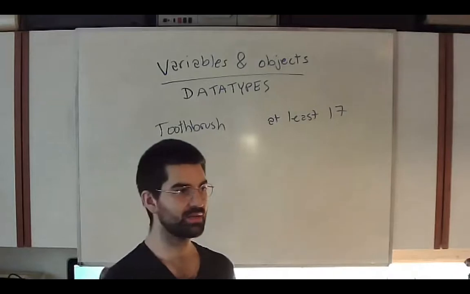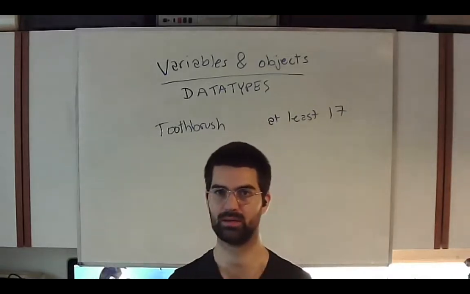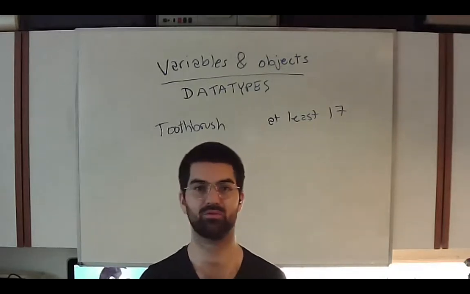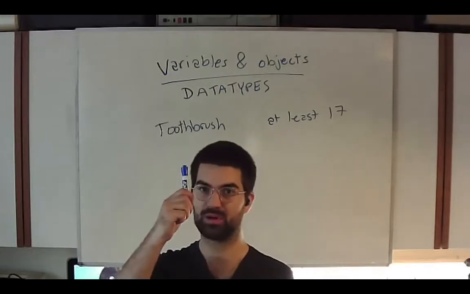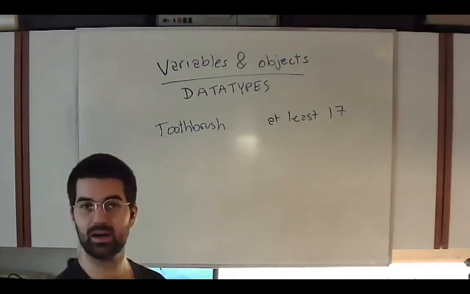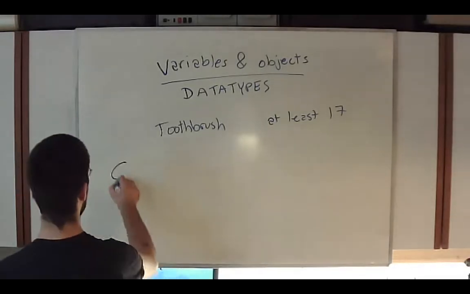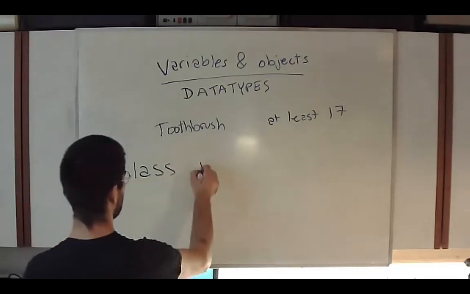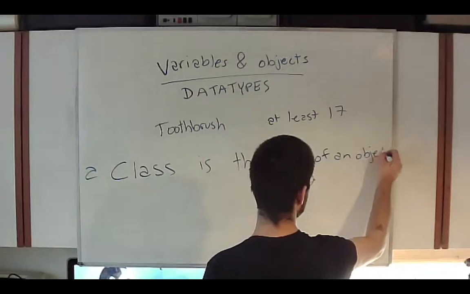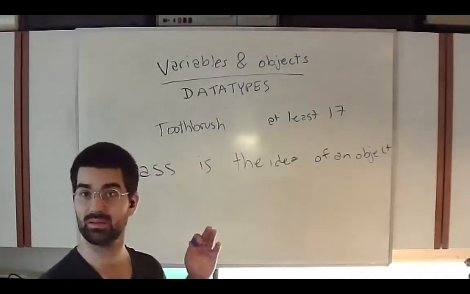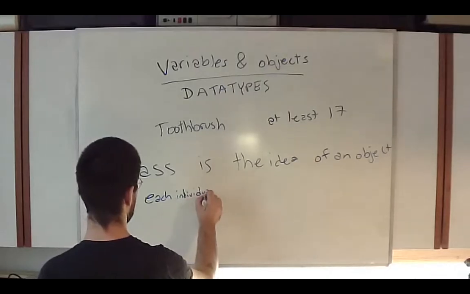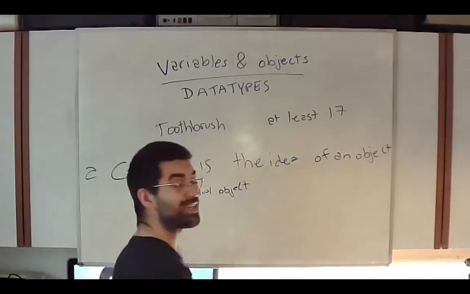The way that we want to think about this is that there is an idea of a toothbrush, right? Like we can think about it like at the factory, there's a mold that they pour molten plastic and rubber into, and then it opens, and then you pull out a toothbrush, right? So that mold is what defines what that toothbrush object is. And that mold is an example of a class. So a class is the idea of an object. And each individual object is what's called an instance of a class.